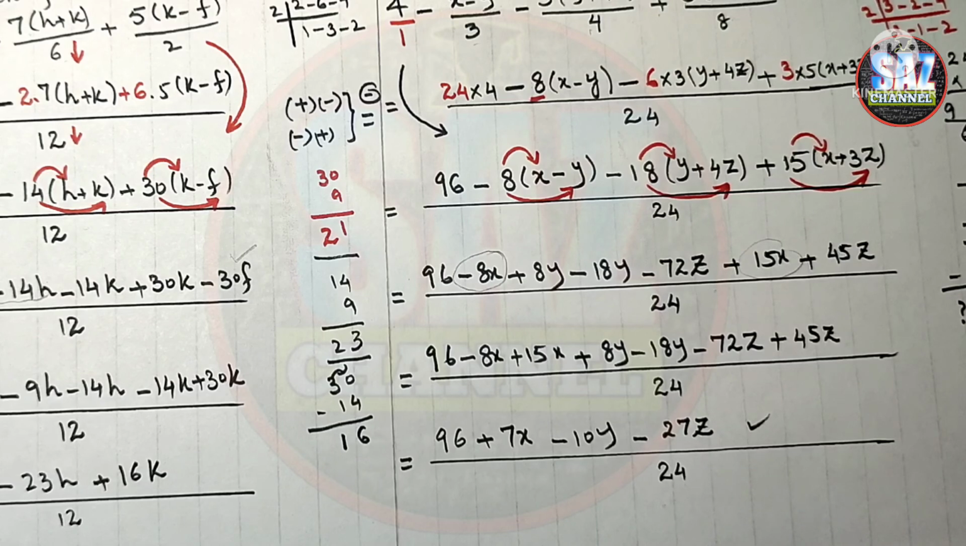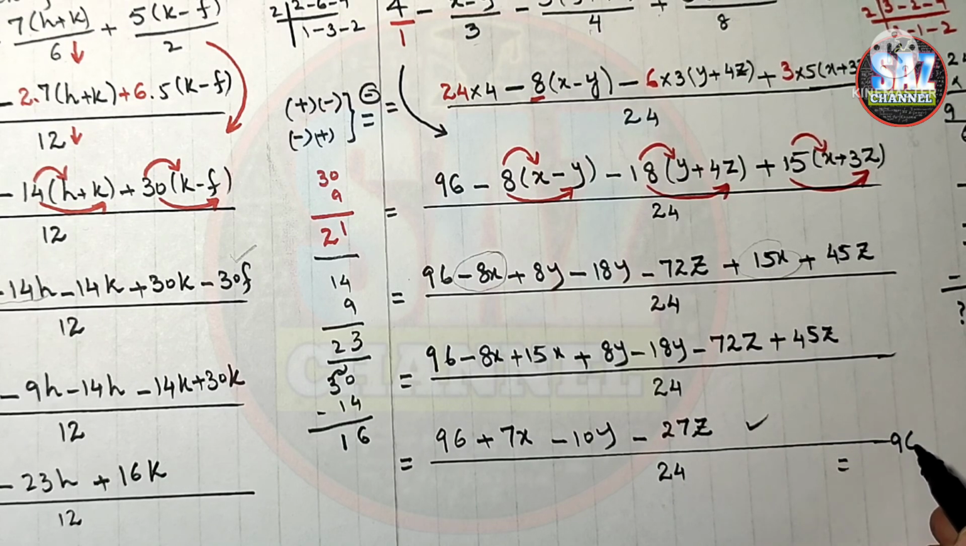and some are even, some odd, so we cannot take any number common. So let me write down the answer a little more properly. 96 plus 7x minus 10y minus 27z upon 24.